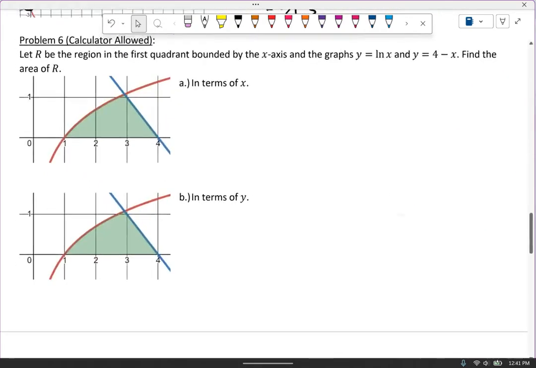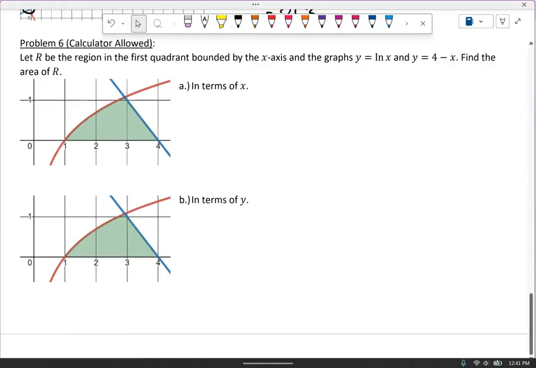All right, so we're going to be doing in terms of x first. If we are in terms of x, is that going to be a top minus bottom or right minus left? Which one is that? In terms of x, which one is that?